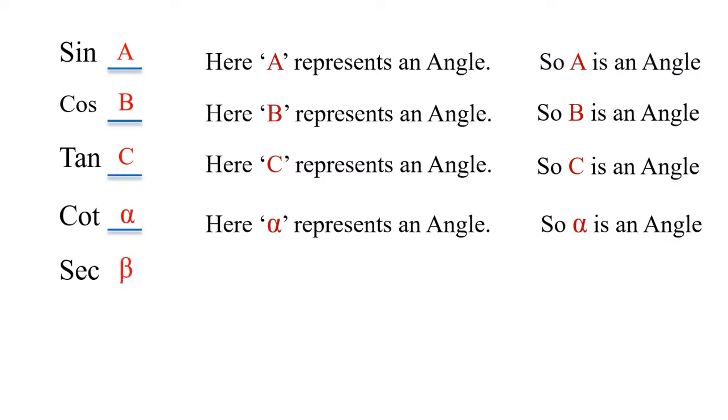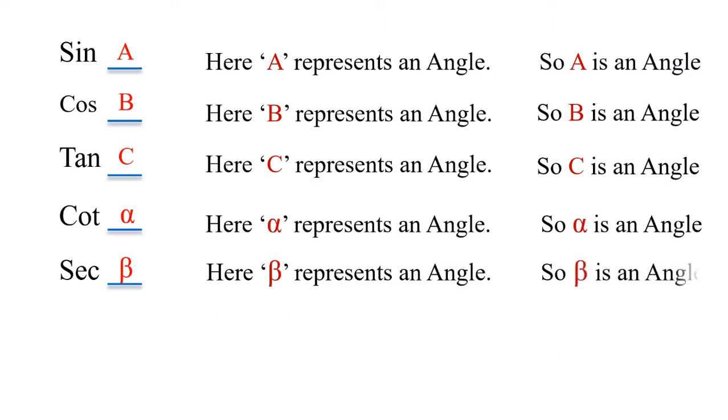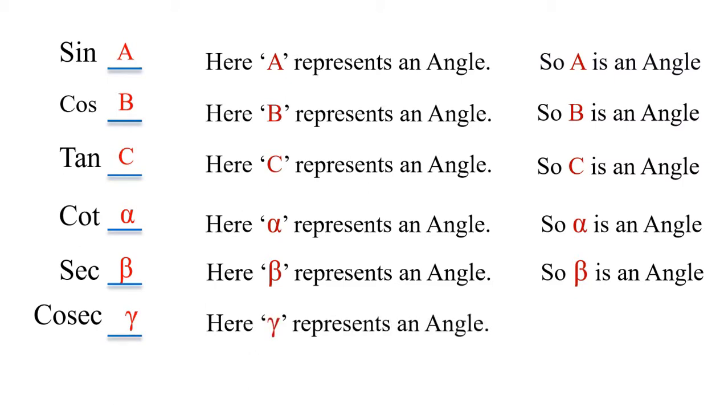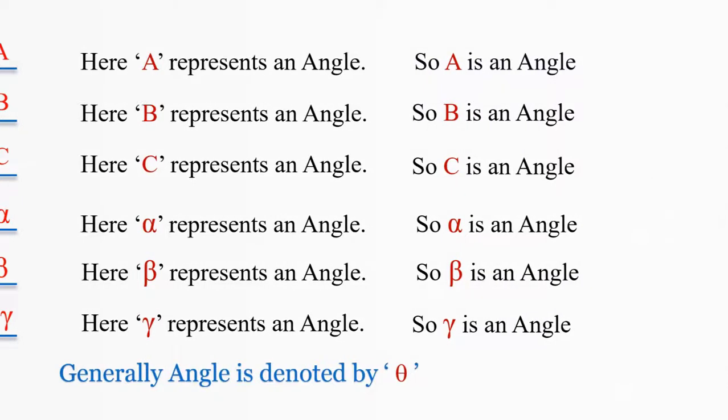Secant beta. Here beta represents an angle, so beta is an angle. Cosecant gamma. Here gamma represents an angle, so gamma is an angle. Generally, angle is denoted by theta.